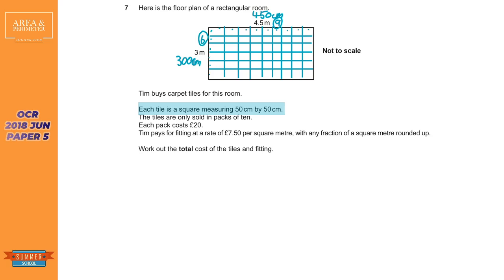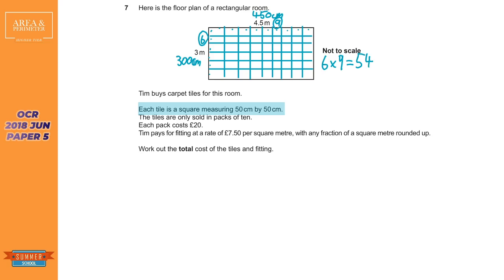Now, to work out how many tiles in total, all we need to do is 6 times 9. And we can do that in the calculator. We'll just know that that's going to be 54. So there's 54 tiles as needed. But let's move on to the next piece of information.